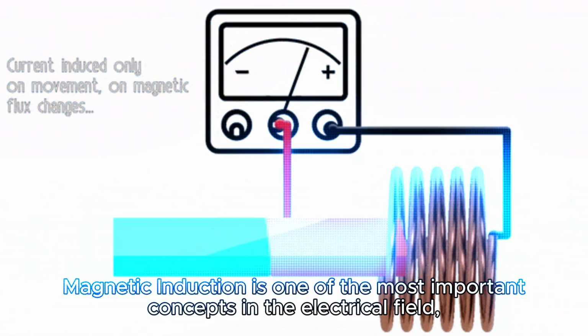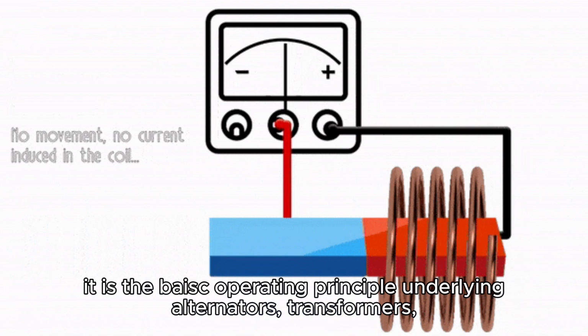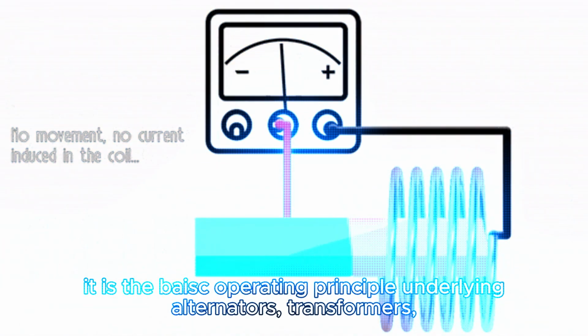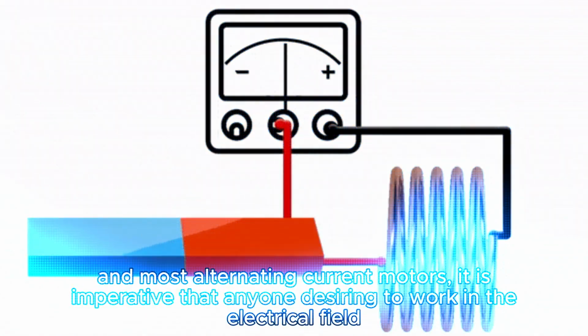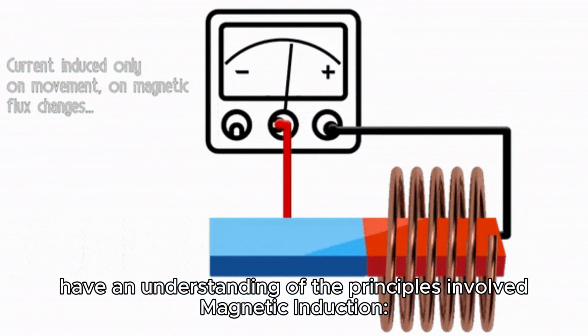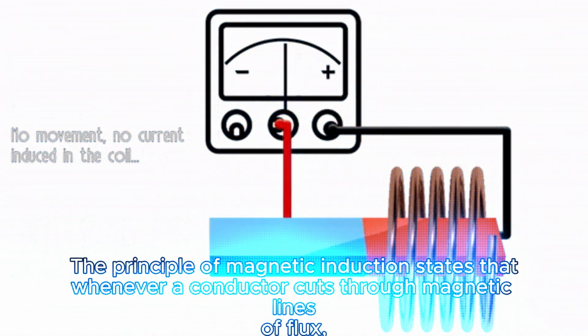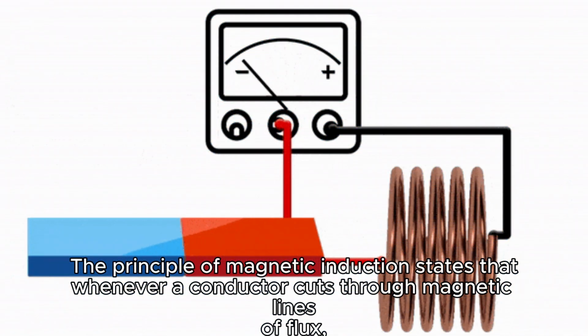Magnetic induction is one of the most important concepts in the electrical field. It is the basic operating principle underlying alternators, transformers, and most alternating current motors. It is imperative that anyone desiring to work in the electrical field have an understanding of the principles involved in magnetic induction.